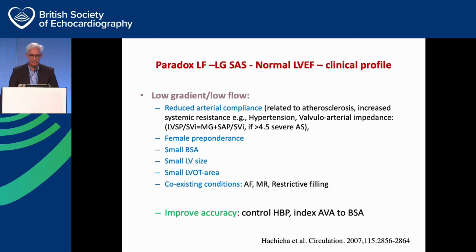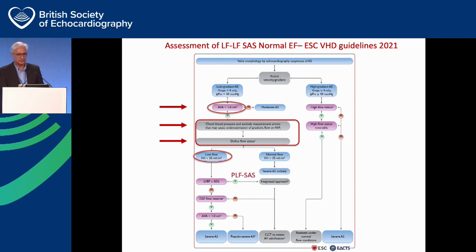And of course, coexisting conditions of these paradoxical low flow severe stenosis patients could be partly contributing to this phenotype, that is atrial fibrillation, mitral valve regurgitation, or restrictive filling patterns. We heard lots about blood pressure control in patients with severe valve stenosis thus far, and that's also valid for these patients, to phenotype them accurately. And of course, for those patients who have a very small body surface area, the aortic valve area should be indexed. So what do the guidelines say, and that has been for the last 10 plus years?